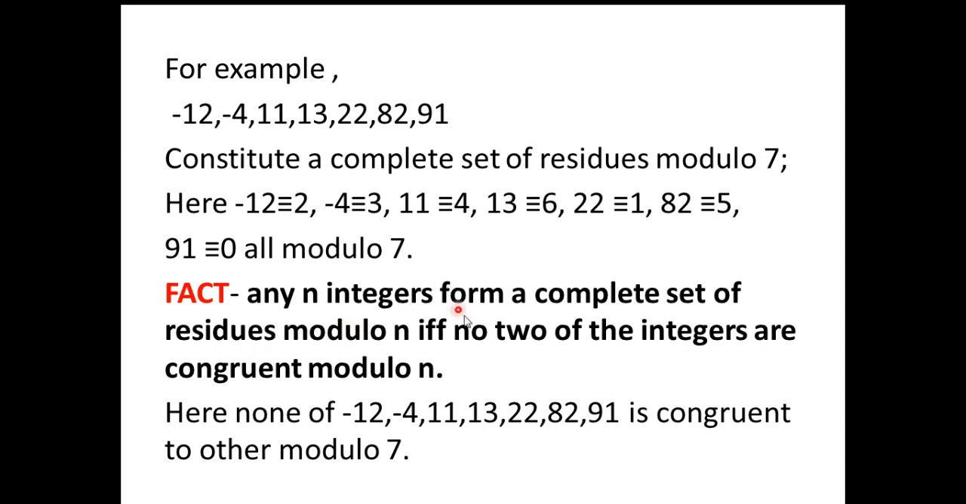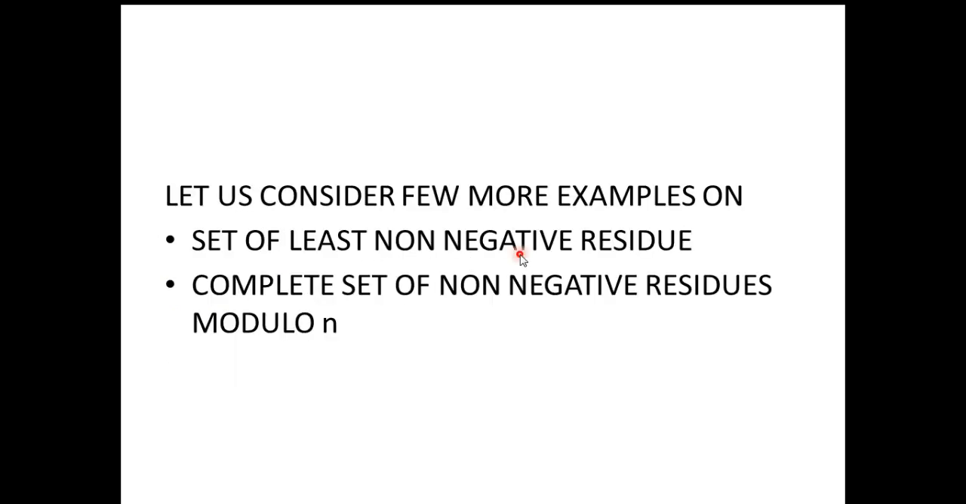So any n integers form a complete set of residues modulo n if and only if no two of the integers are congruent modulo n. Here none of minus 12, minus 4, 11, 13, 22, 82, 91 is congruent to another modulo 7. All are giving different values from 0 to 6, so they are incongruent modulo n. Let us consider a few more examples on the set of least non-negative residues and complete set of residues modulo n.